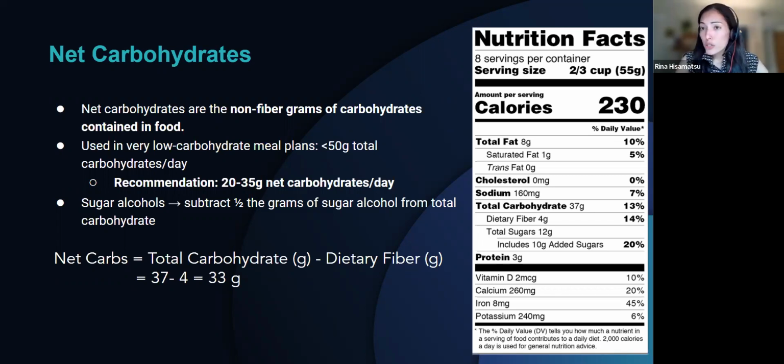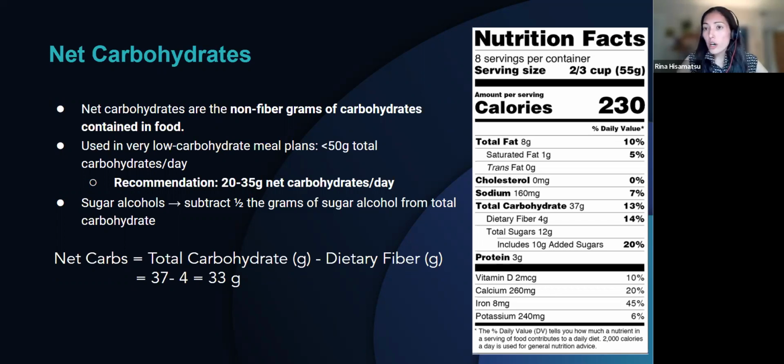So the recommendation for net carbohydrates on a very low carbohydrate meal plan is generally 20 to 35 grams of net carbohydrates a day. All right, as you can see here from the nutrition facts label, just as an example, we would subtract the grams of dietary fiber from the grams of total carbohydrate. So that would be 33 in this case.